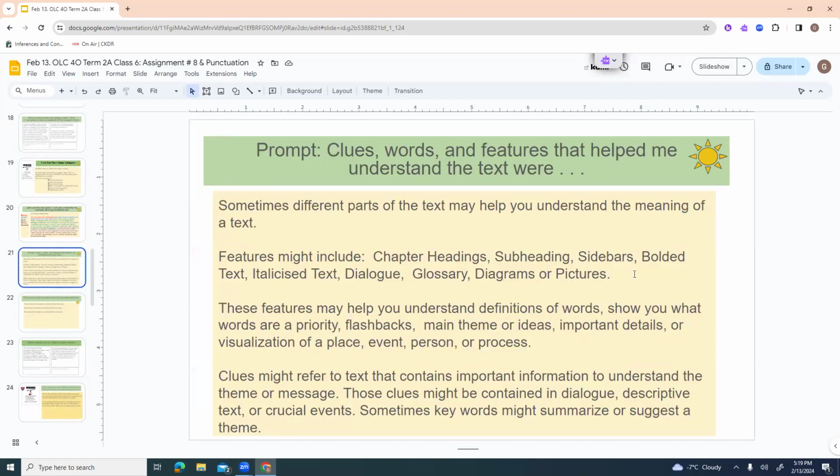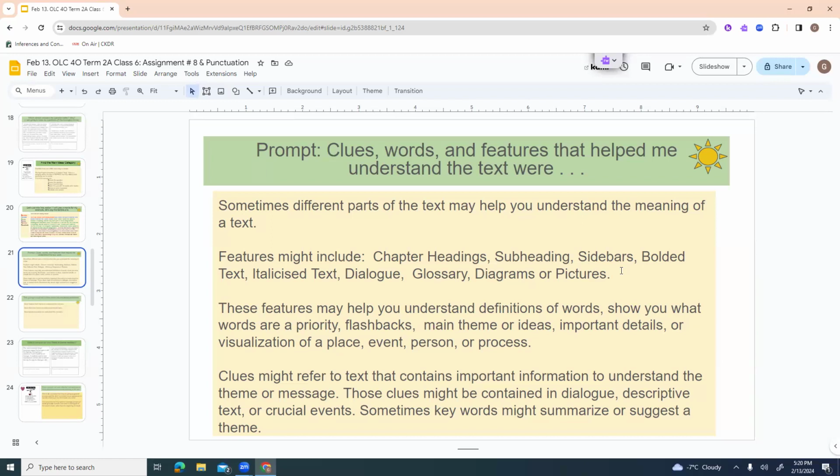So this one, the prompt is clues, words, and features that helped me understand the text were. Now, I feel like this one is really good if you were reading a textbook or any kind of book that had a mixture of pictures, captions, diagrams. So I don't know how much help it is for Jimmy Comes Home because there really isn't a lot of that. But here is an example if you were going to use it.